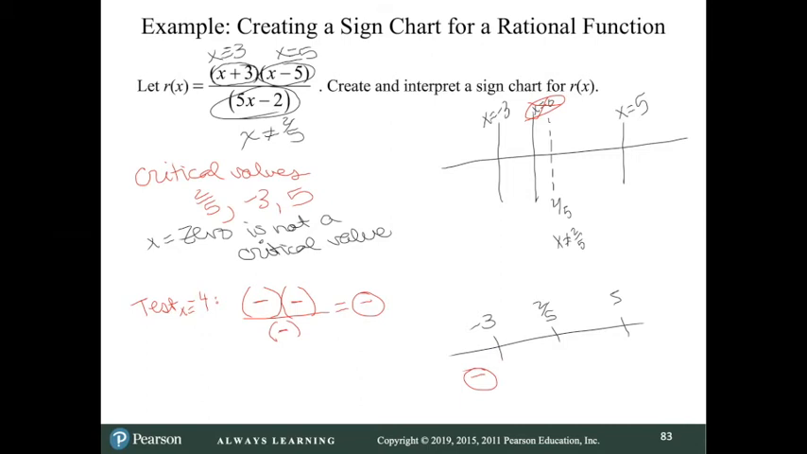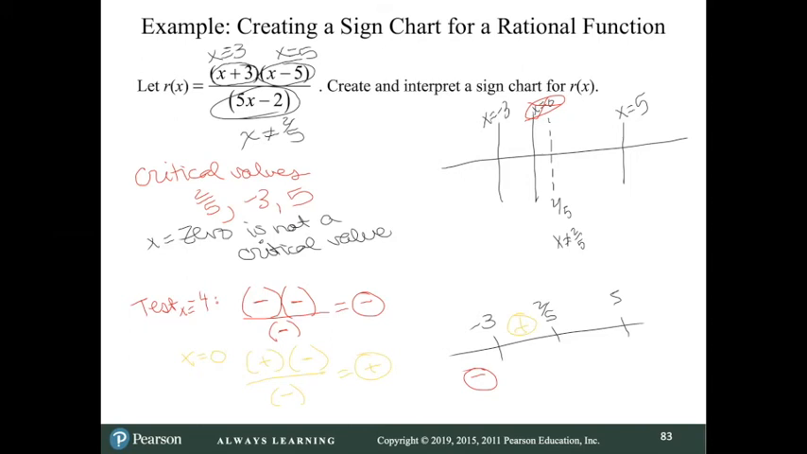Next, let's test our next interval. Our next interval is between -3 and 2/5. Well, I know a number in there that I would love to test. Let's test x equals 0. 0 plus 3 is positive. 0 minus 5 is negative. 0 minus 2, whoops, I said negative and I wrote 5. 0 minus 2 is negative. Negative divided by negative is positive. So our next interval here will be positive.